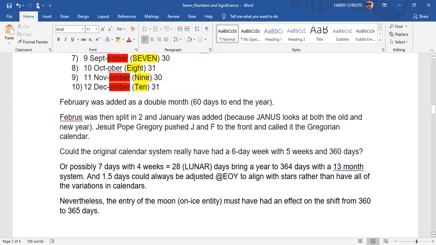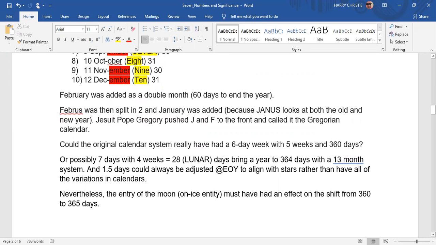And then I kind of started some speculation. Could the original calendar system really have been maybe a 6-day week with 5 weeks and 360 days? Or possibly could it have been maybe 7 days with 4 weeks, 28 being the days in all the months, but then having a 13th month, which would bring us to 364 days. Yeah, but we had 10, but if we know that 2 months were added, we only had 10 months, didn't we? Yeah. So something must have happened to necessitate adding those 2 extra months and then dividing the days into the months into smaller amounts.